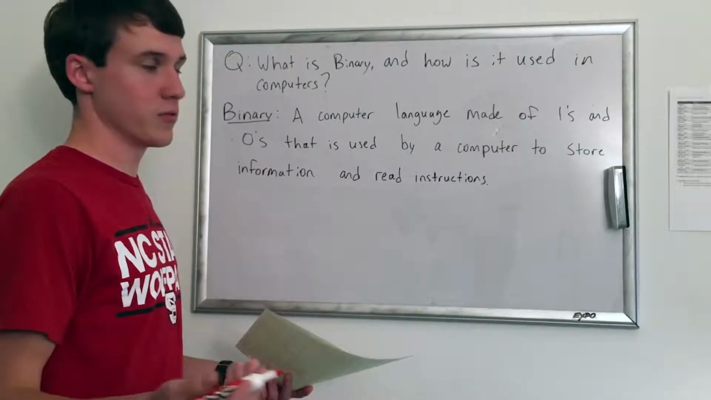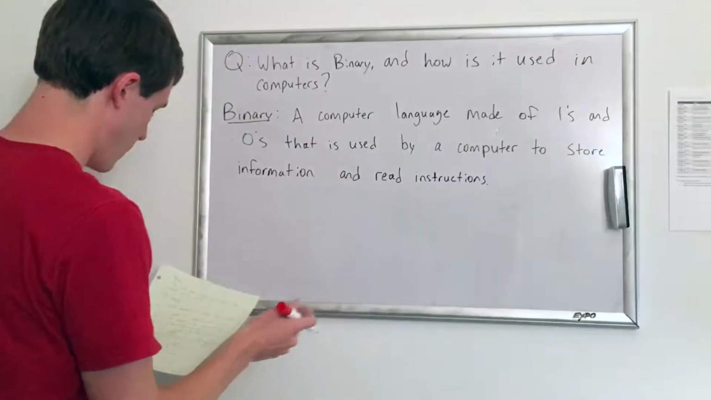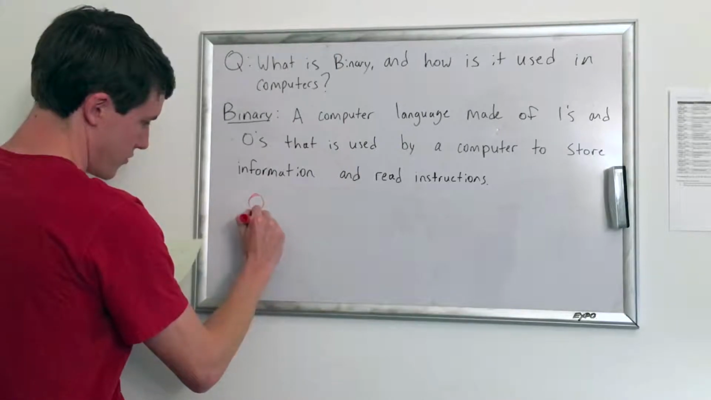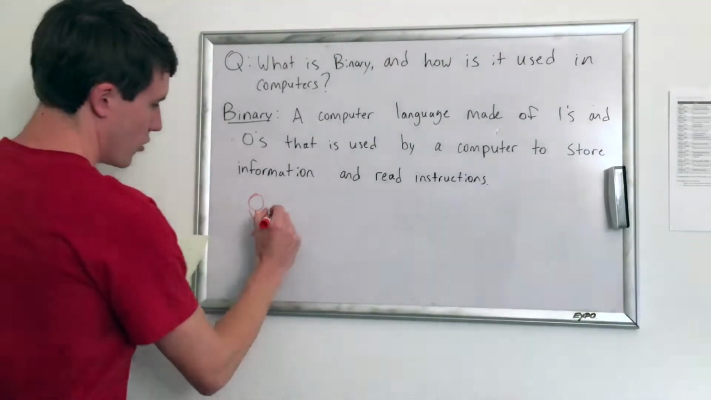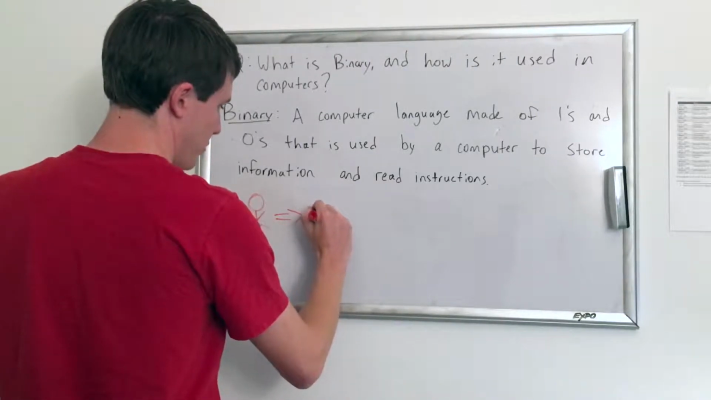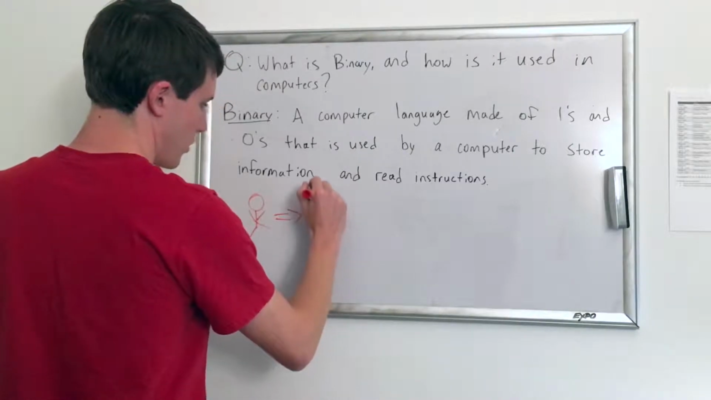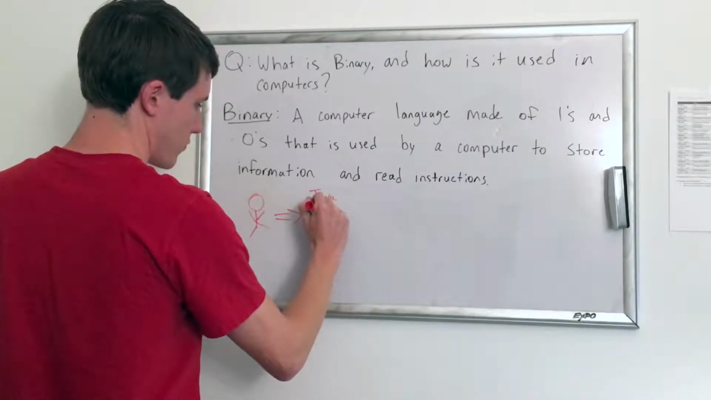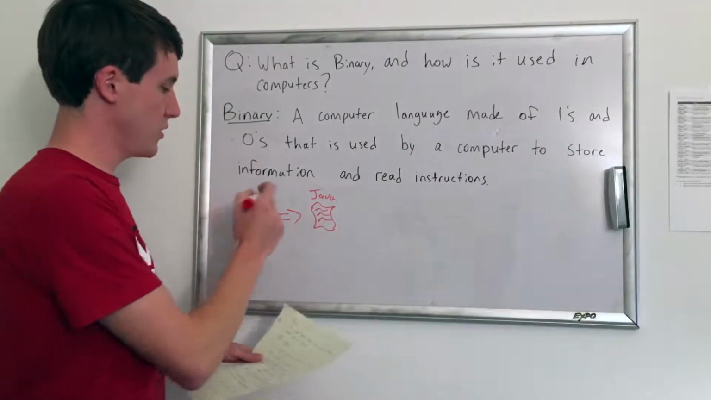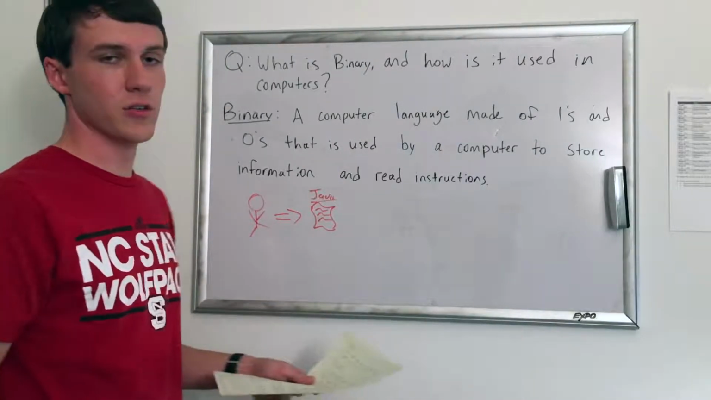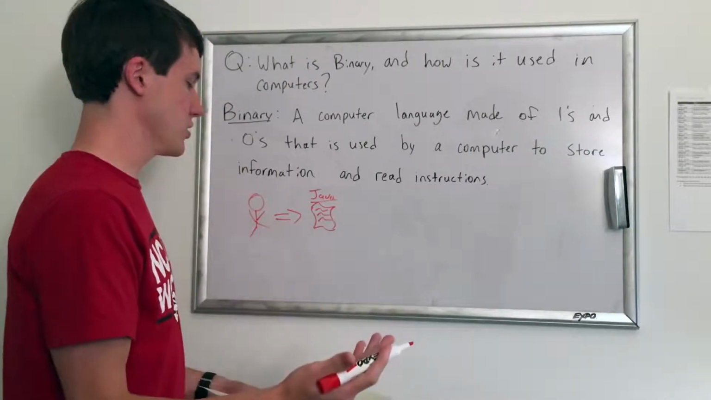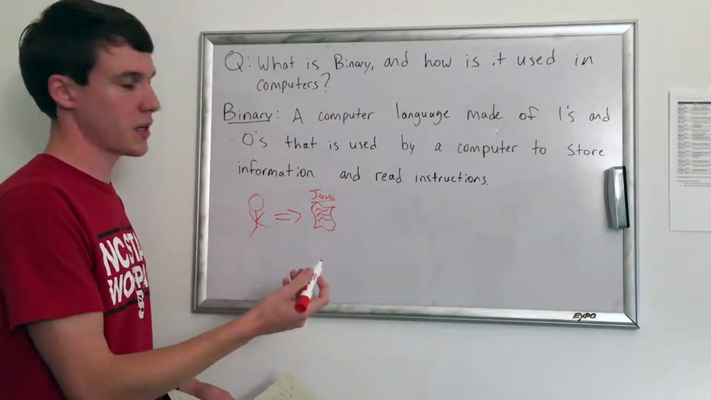And here's just an example of what binary would be used for. Say you had a computer programmer, this little person here, who wrote some instructions in a computer language called Java. This language Java makes it easier for the computer programmer to write instructions for the computer in a language that's easier for him to understand and communicate.